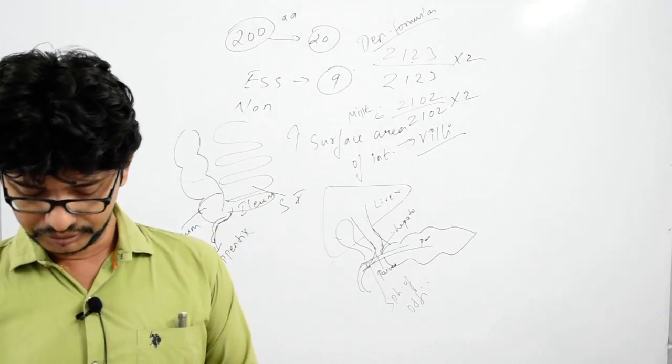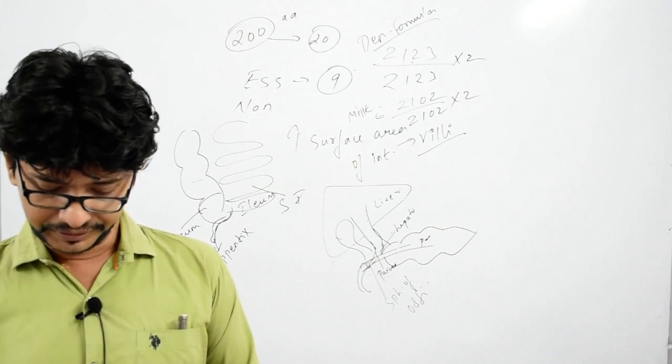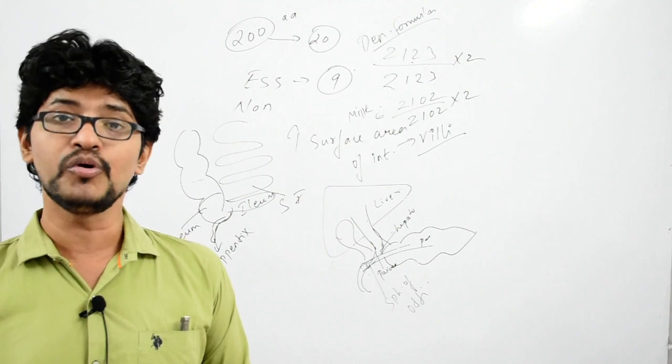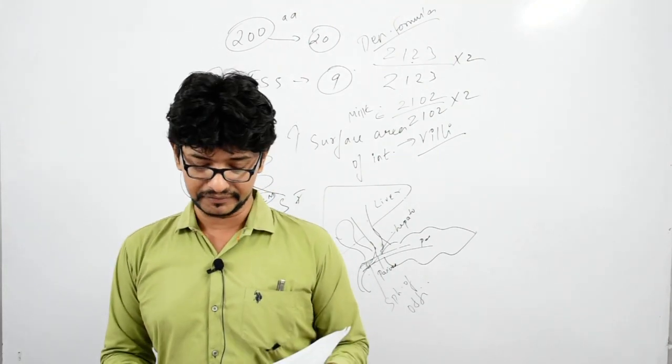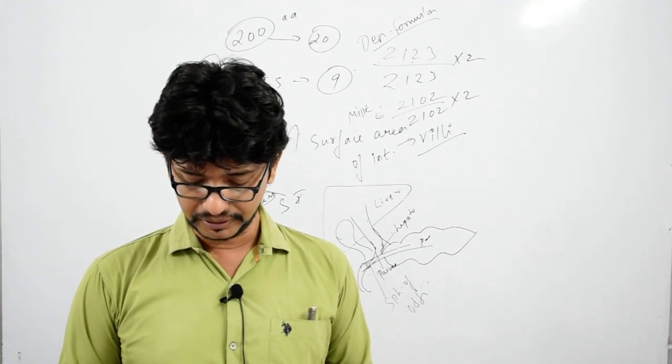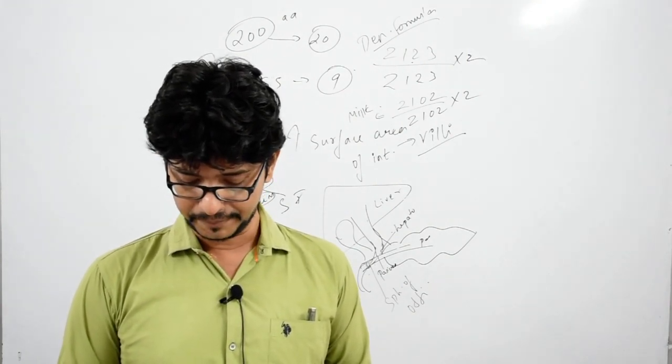Then we move to the next question. 159. In liver, dash is converted into dash ammonia. Usually the ammonia is getting converted to urea. So the correct option is 2. 159, ammonia is converted to urea.